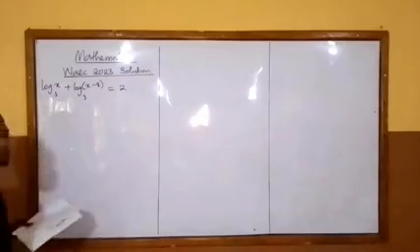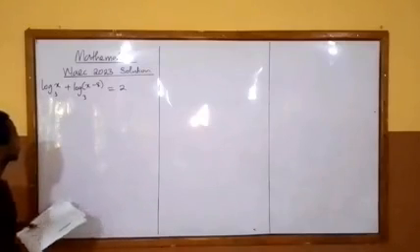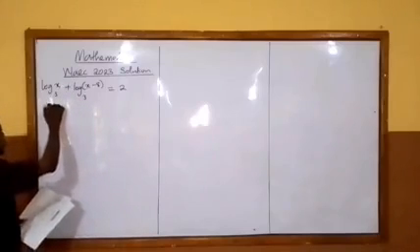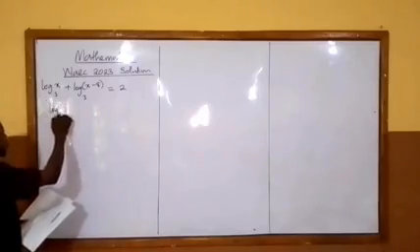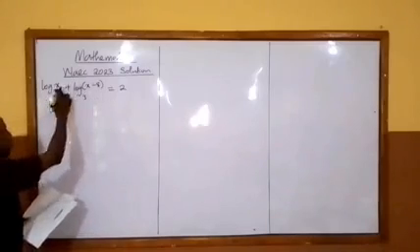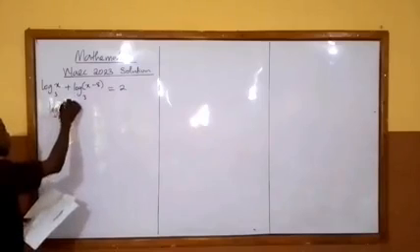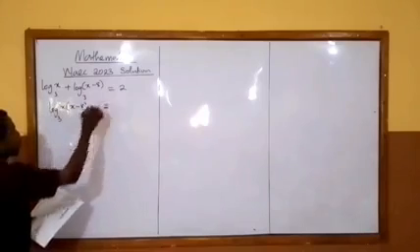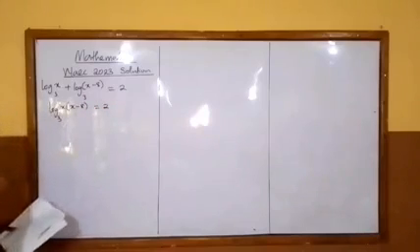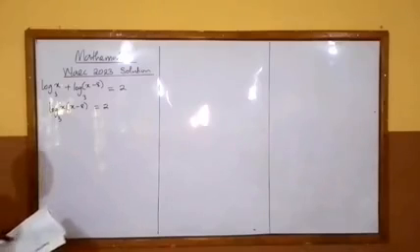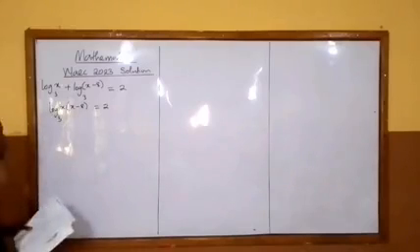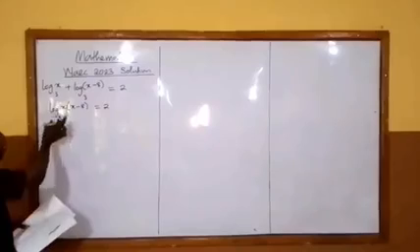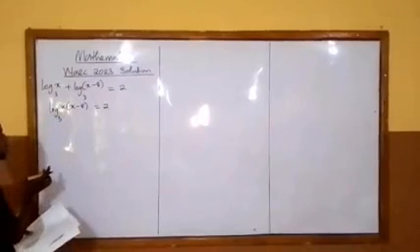When two logs have the same base and they are added together, this can be summarized as just one log, that is log to base 3 of the two terms multiplied, x multiplied by x minus 8, then equals 2. So that is one of the laws of logarithms: addition becomes product when written as just one log.